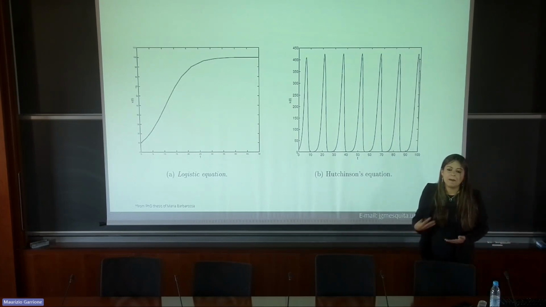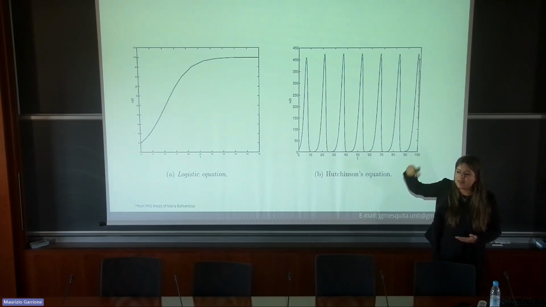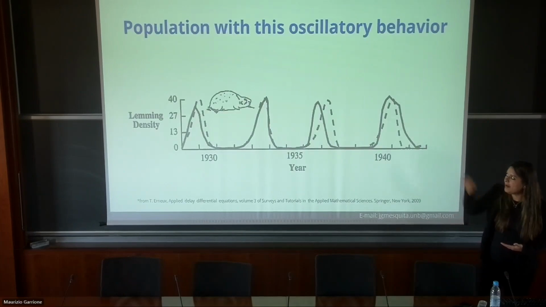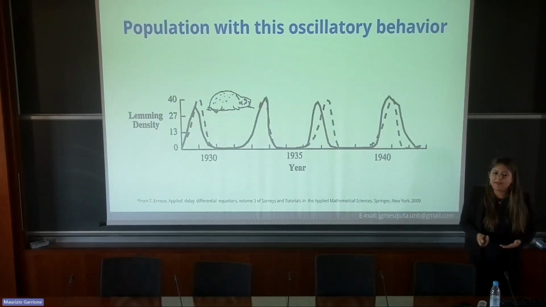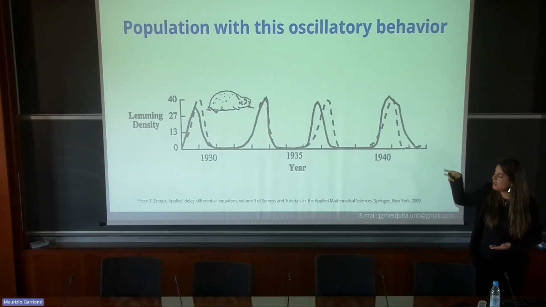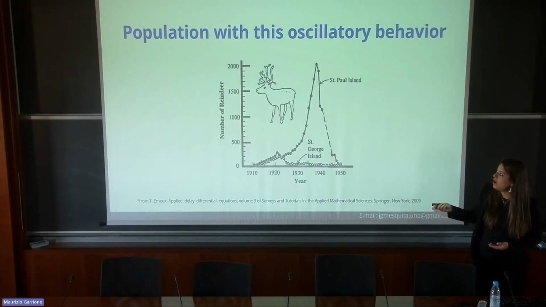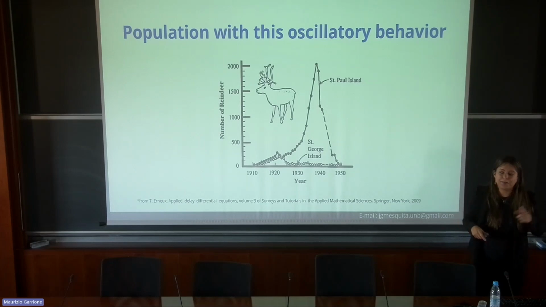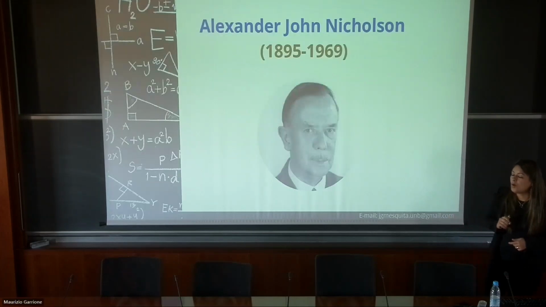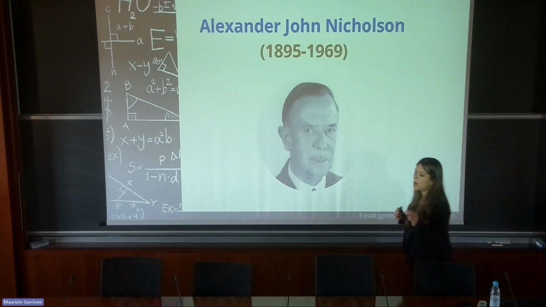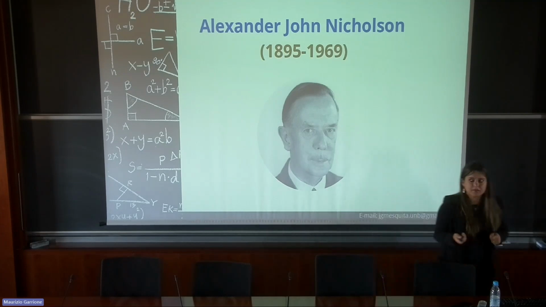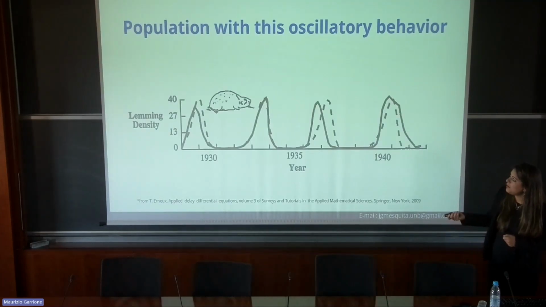So we can find many populations that really have this type of behavior. Here is another one we can see, like lemmings, which also have this oscillation type of behavior. This other one also has this type of oscillatory behavior. But Nicholson realized one problem in the Hutchinson model, because if you really look into it, let's go back very fast here.